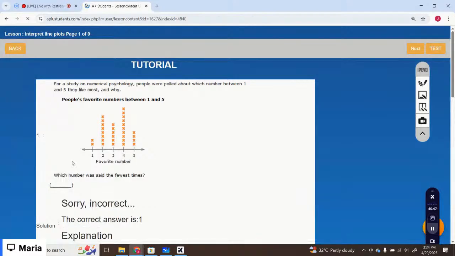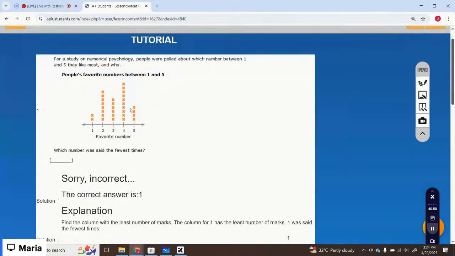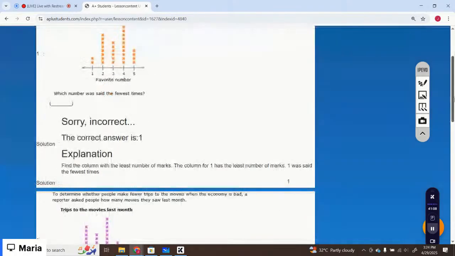For a study on numerical psychology, people were polled about which number between 1 and 5 they like most and why. Which number was said the fewest times? So the one that has the fewest value is the one that is said the fewest times. So one has only two marks. That means one is the number that is said the fewest times.